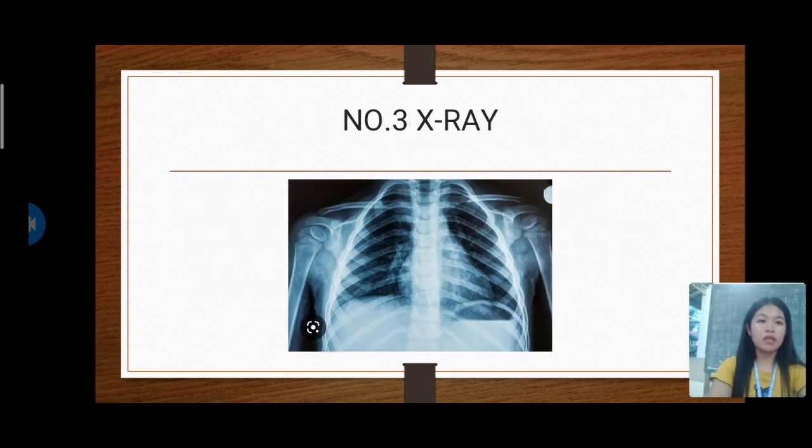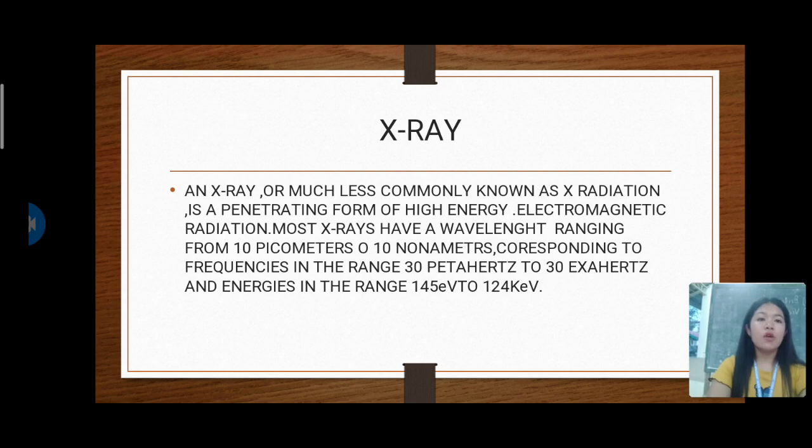Number 3, X-ray. An X-ray, or much less commonly known as X-radiation, is a penetrating form of high-energy electromagnetic radiation. Most X-rays have a wavelength ranging from 10 picometers to 10 nanometers, corresponding to frequencies in the range 30 petahertz to 30 exahertz, and energies in the range 145 eV to 124 keV.